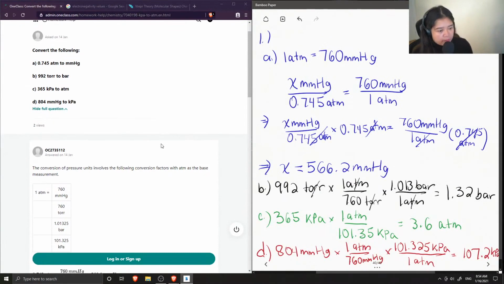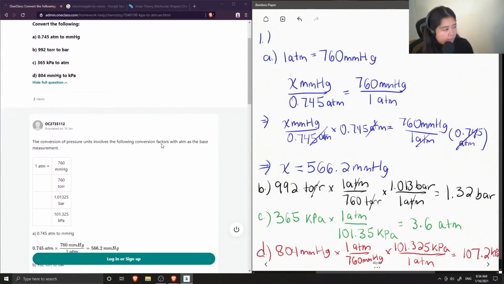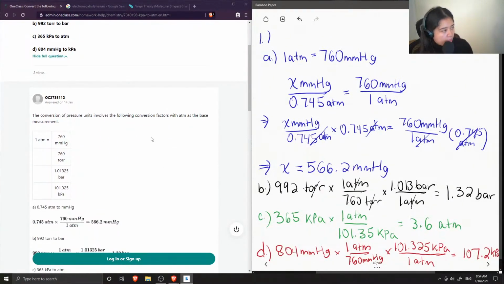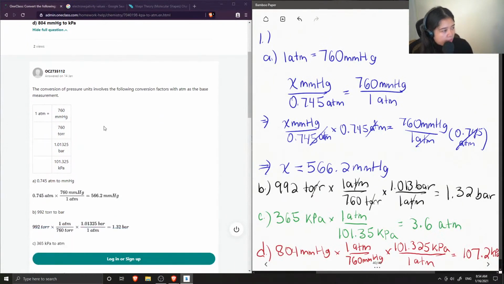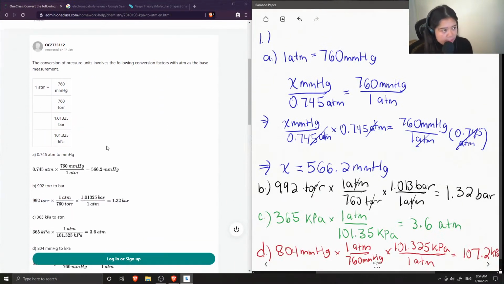Okay, so now let's see what the junior tutor said. The conversion of pressure units involves the following conversion factors with atm as the base measurement. So 1 atm is equal to 760 millimeters of mercury, 760 torr, 1.01325 bars, and 101.325 kilopascals.